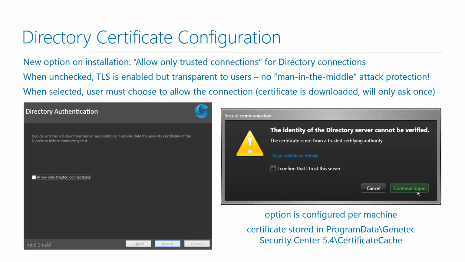So it's going to consider the directory trusted as long as the certificate doesn't change or the software isn't reinstalled or something like that. So this only happens once, and this is on a per machine basis, so every client is going to have to go through this if they don't actually have that valid certificate.